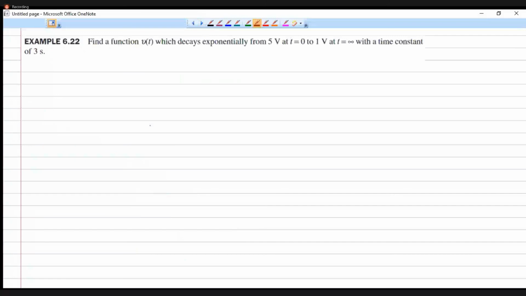In this question, you are asked to find a function v of t which exponentially decays from 5 volt at t equal to 0 to 1 volt at t equal to infinity. And the time constant is also given as 3 seconds. When you observe this question, we have to find what v of t is. So the initial value f of 0 is given as 5 volt.